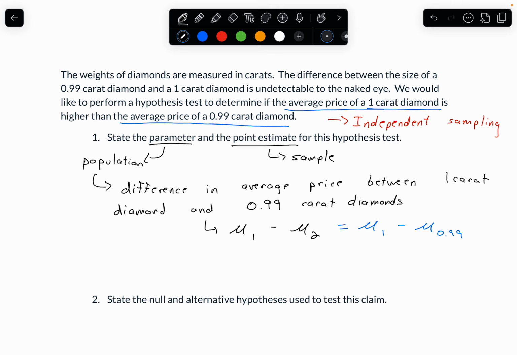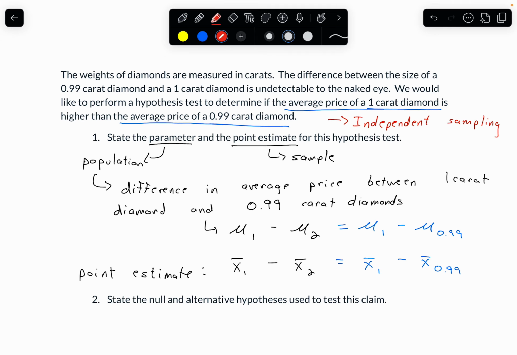So in this case, instead of using the population mean, our point estimate is going to use the sample mean instead. So we would say x bar sub 1 minus x bar sub 2 in general terms. However, for this problem, since we are working with two different populations, we probably want to keep track of them. I'm going to use, again, x bar 1 for the sample of the 1 carat diamonds, minus x bar sub 0.99 for the sample mean of the 0.99 carat diamonds.